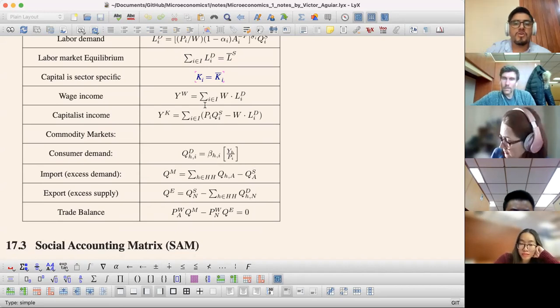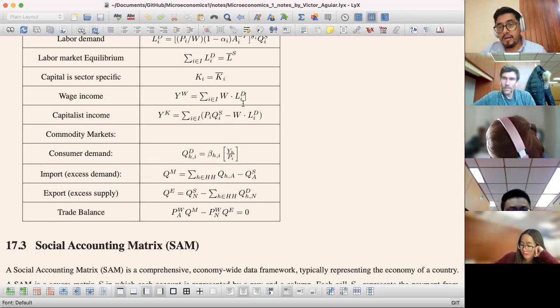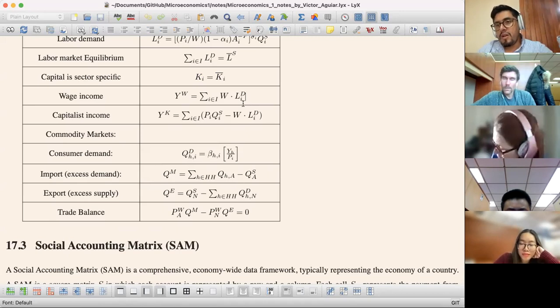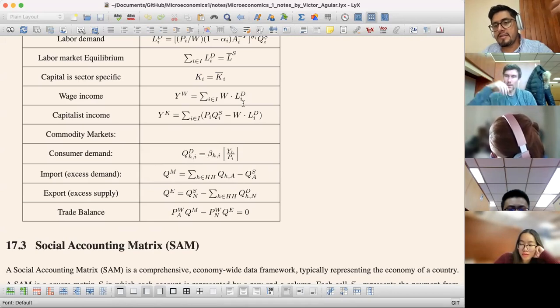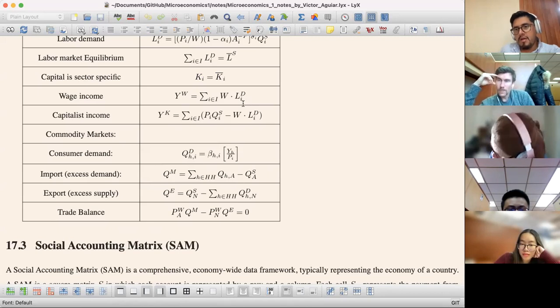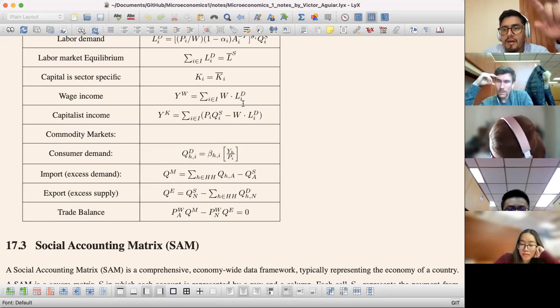Now, wage income. Remember that when you obtain income in general equilibrium, income is always endogenous. So here what you're doing is multiplying whatever labor demand you get by wages, and then you obtain endogenous income. In that sense, this is general equilibrium because income is not given exogenously. It's formed in the economy. So this economy will find a wage, W, and then give you a level of demand, LD, and together they will form the income.